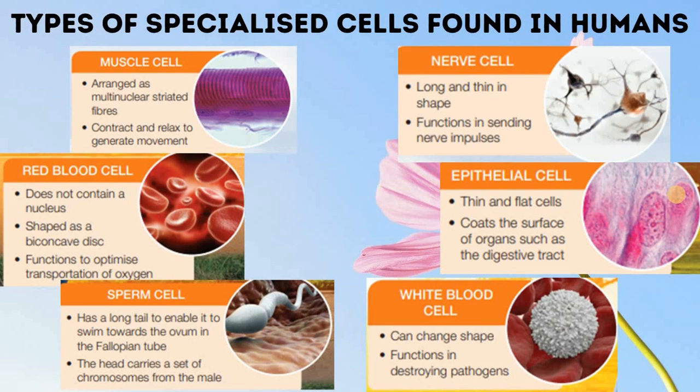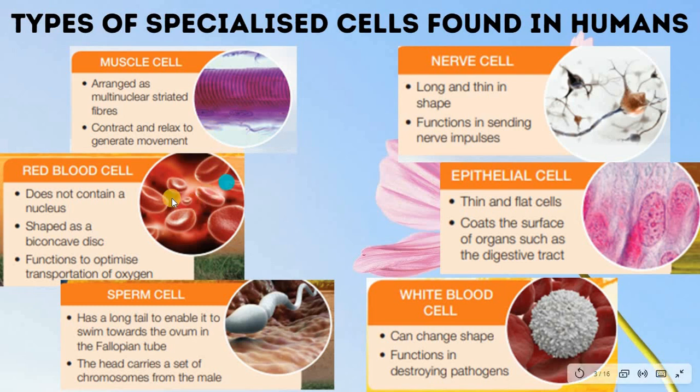Okay, there are a few types of the specialized cells that you have to know, and also remember the function. Okay, so for example, the first one is muscle cells. Okay, this is the muscle cells, arranged as multinuclear striated fibers. Okay, what is the function? Contract and relax to generate movement or to enable movement. Okay, so that is the muscle cell.